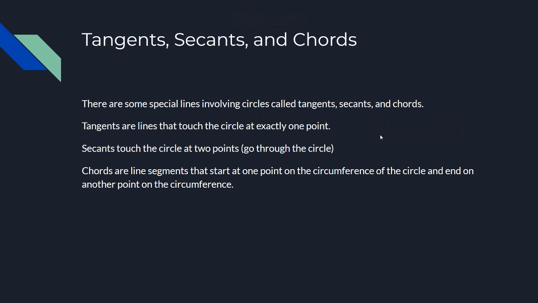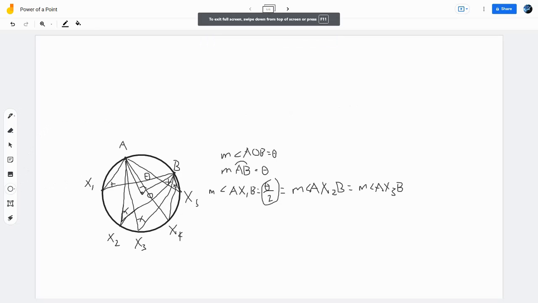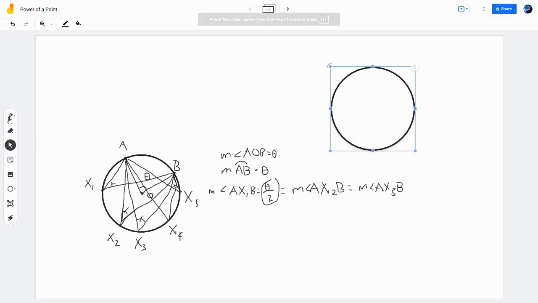So there are some special lines involving circles called tangents, secants, and chords. Tangents are lines that touch the circle at exactly a single point. So they don't really intersect with the circle, they touch the circle, right? Just touch one point. Secants touch the circle at 2 points, so they just kind of go through the circle. And chords are line segments that start at one point on the circumference of the circle and end on another point on the circumference. So to give you a better visual, let's have another circle here.